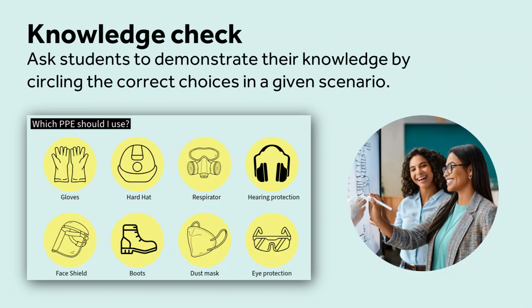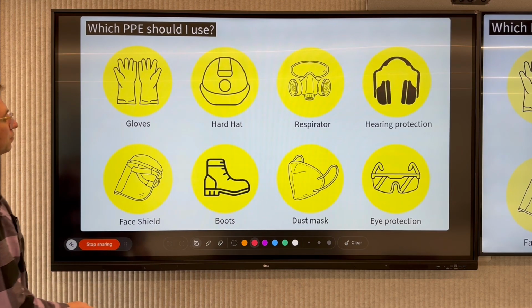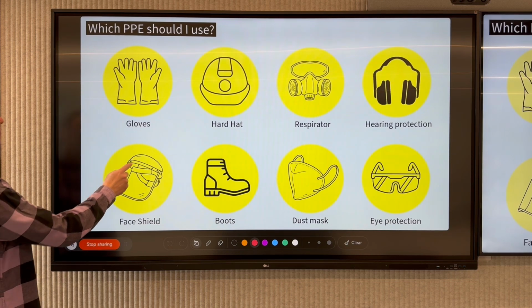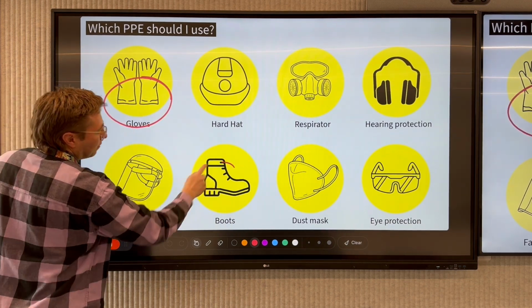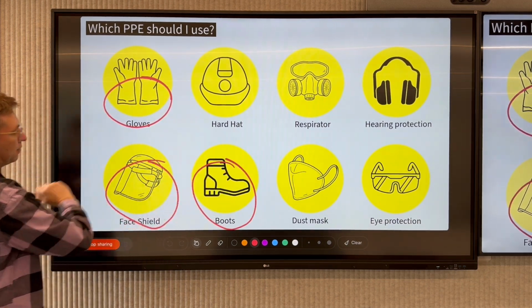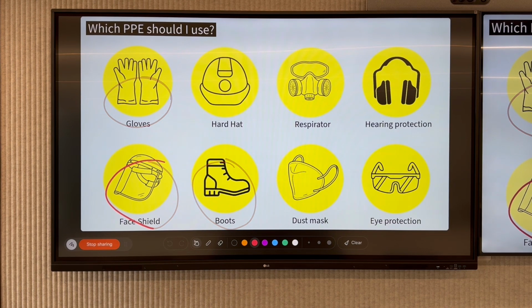The second strategy is a knowledge check, and that's where after going through some information on a slideshow, you can ask students to demonstrate their knowledge by circling the correct choices in a given scenario or annotating the relevant information on the screen. In this example, I could ask students to circle the PPE needed for using nitric acid.